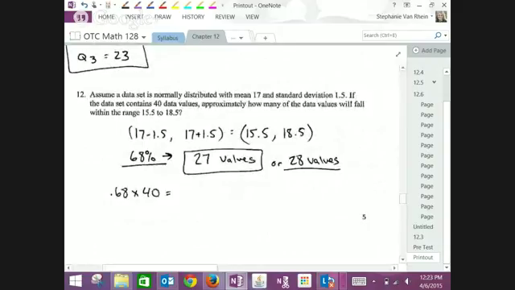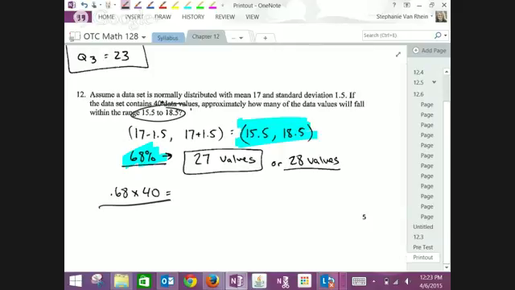This one is using the empirical rule here. If you know the mean and the standard deviation, so the first standard deviation would be between this number. 68% of the data points fall within the first standard deviation. So 68% times 40 would be 27 values, or 28 if you round up. You could have easily asked 2 standard deviations. Then you would know 95% of the data. Or 3 standard deviations, and you would know 99.7% of the data.